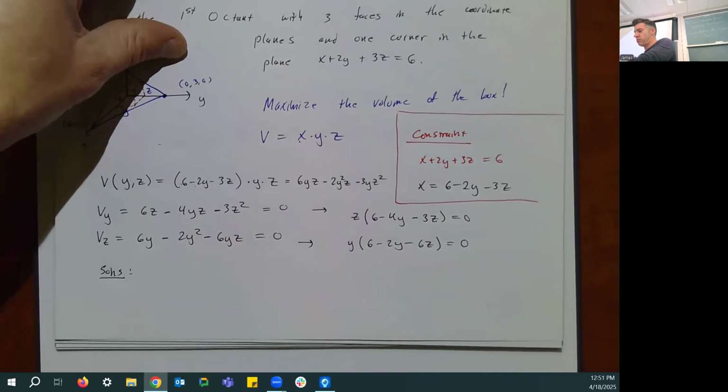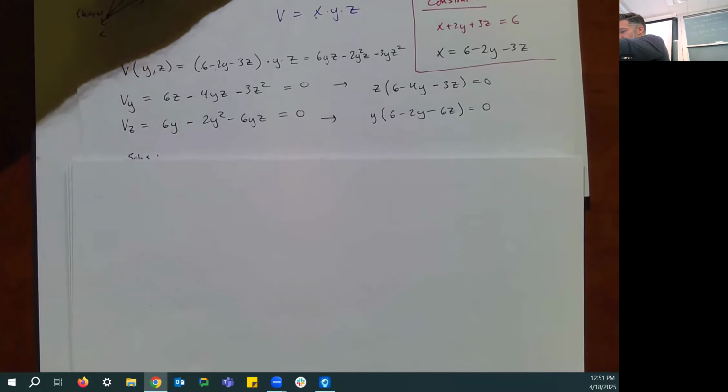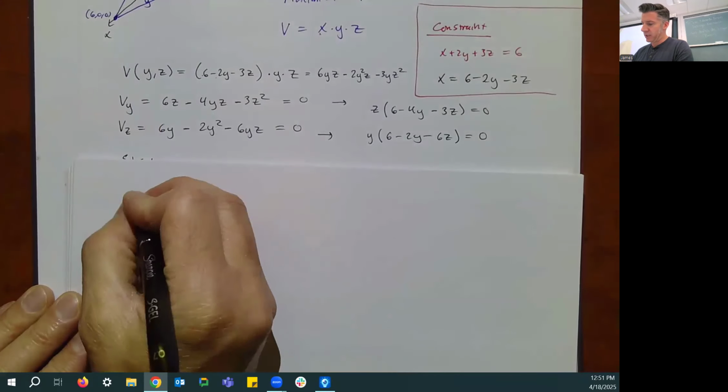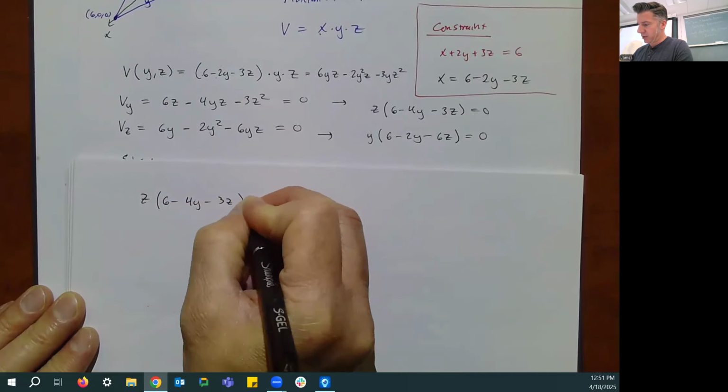So potential solutions here. I'm going to need more paper. Yeah, let's just use more paper right now. Put these equations down again. So I have z times (6 minus 4y minus 3z) equal to 0.